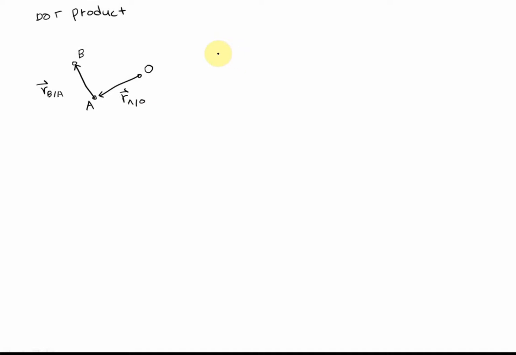So if I want to get the dot product between these two vectors, according to the formula, this dot product is the product of the magnitude of each vector and the cosine of the angle between them. Right now, let's see what the angle between these two vectors is.